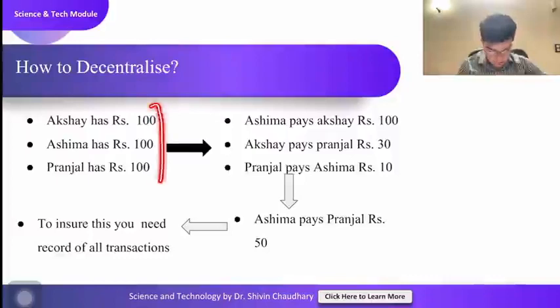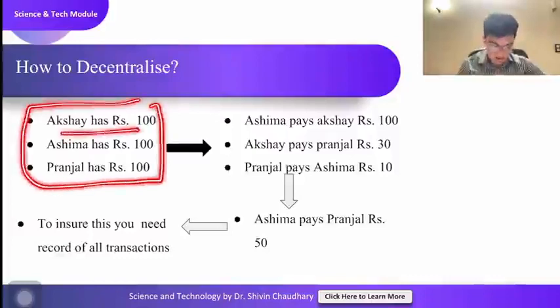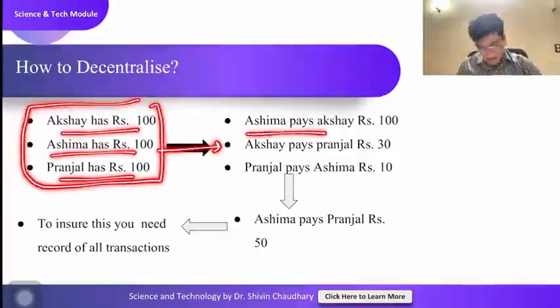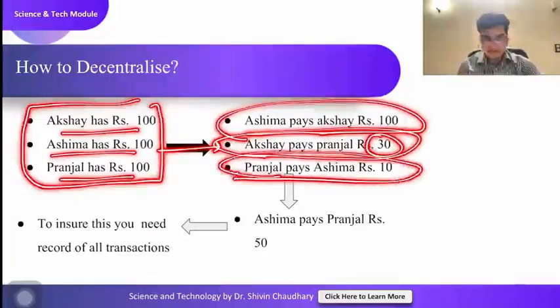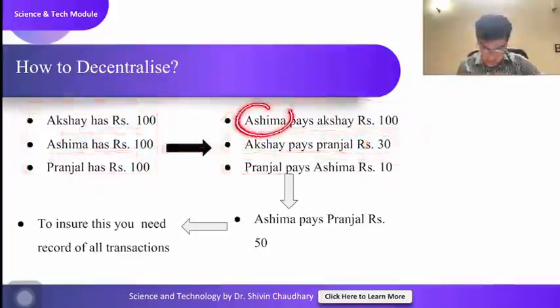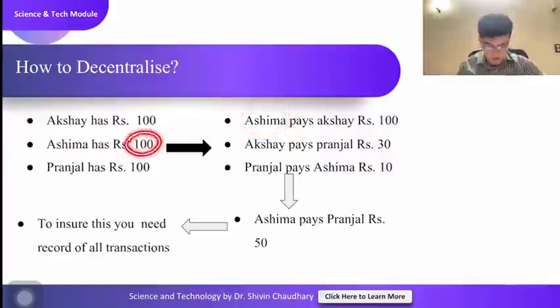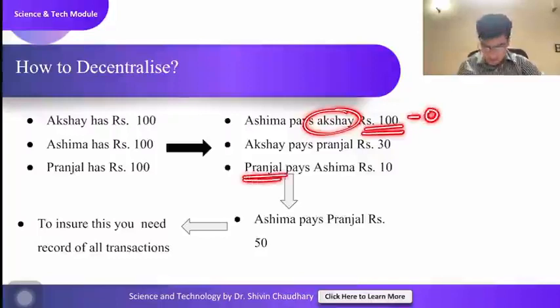ओके, सो देखो अब ये ट्रांजैक्शंस होती हैं, पहली ट्रांजैक्शन होती है, यहाँ पे हमने बैलेंस लिखा, अक्षय हैज 100, आशिमा हैज 100, प्रांजल हैज 100। यहाँ गया, आशिमा pays अक्षय ₹100, अक्षय pays प्रांजल ₹30 एंड प्रांजल pays आशिमा ₹10। ये पेमेंट हुई। अब आशिमा की ट्रांजैक्शन देखो, शी स्टार्टेड विद ₹100, देन शी पेड ₹100 हियर, राइट? So now she has how much? 0. And Pranjal then gave Ashima ₹10 here, so now she has 10.